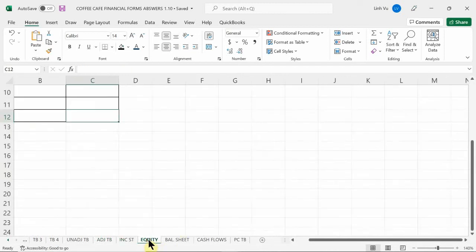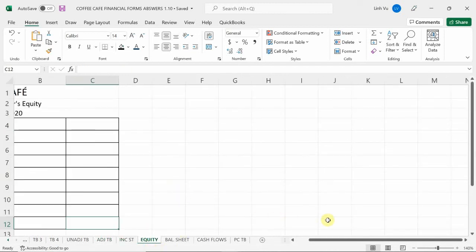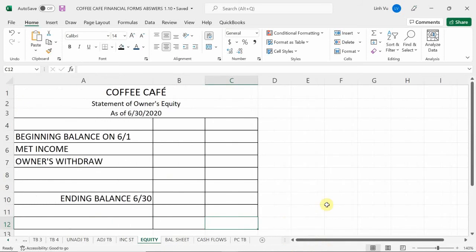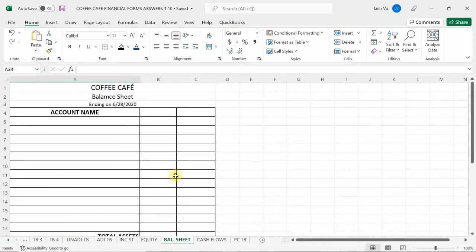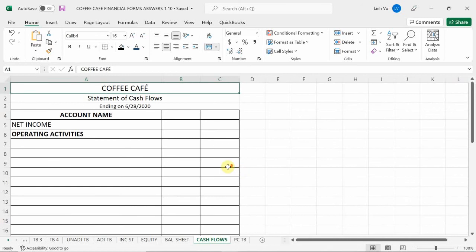You have your statement of equity, which allows you to test and revalue the net worth of your equity. Then we have the balance sheet, which tests the accounting equation. Does your total assets equal your total liabilities plus your equity? And the last one is the statement of cash flows, which is testing to see how much money you pulled in and how much money you actually spent.